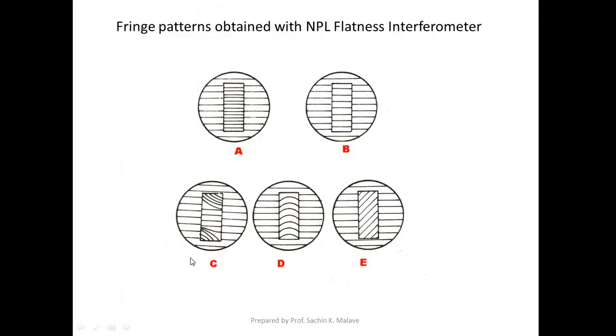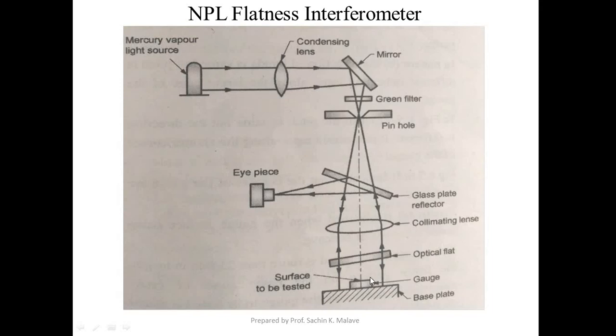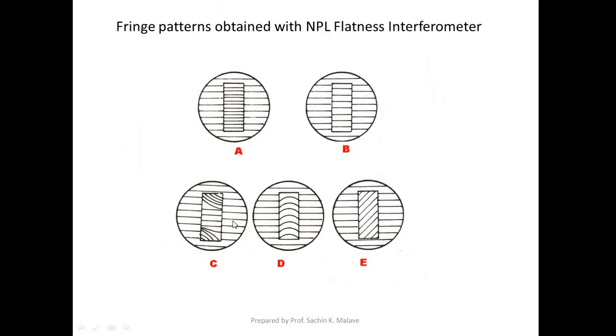Then there is one more surface here. Again, if we compare this surface with this surface, as you can see, at some corners there are straight lines here, but here they are not straight lines. It means the corners of this gauge are worn out. So that's why the pattern is like this.